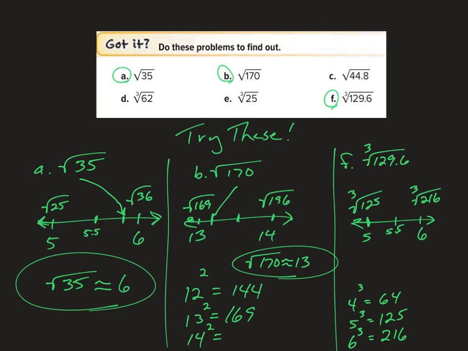So I can tell right now that the cube root of 129.6 is going to be closer to the cube root of 125. So the whole number estimate would be 5. And I would write my final answer as the cube root of 129.6 is approximately 5.